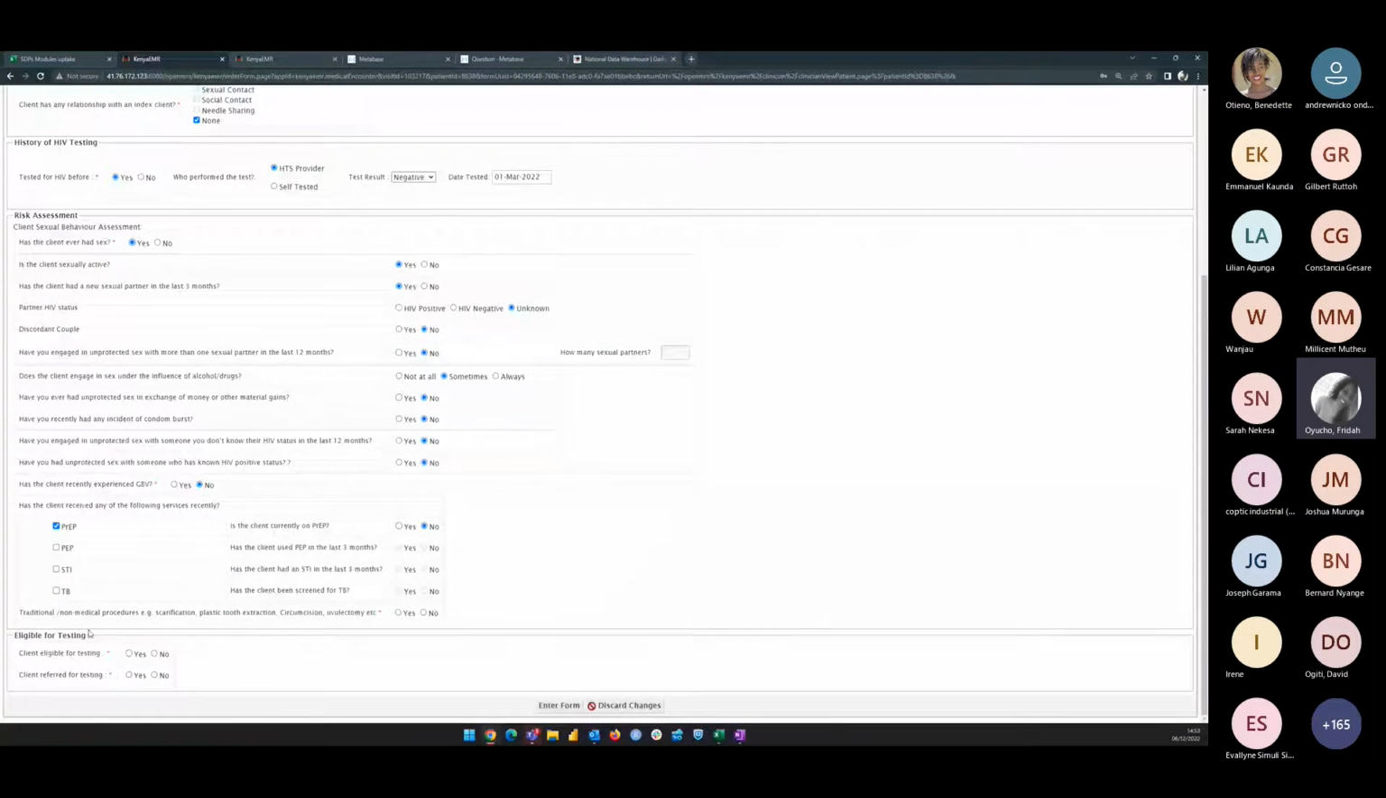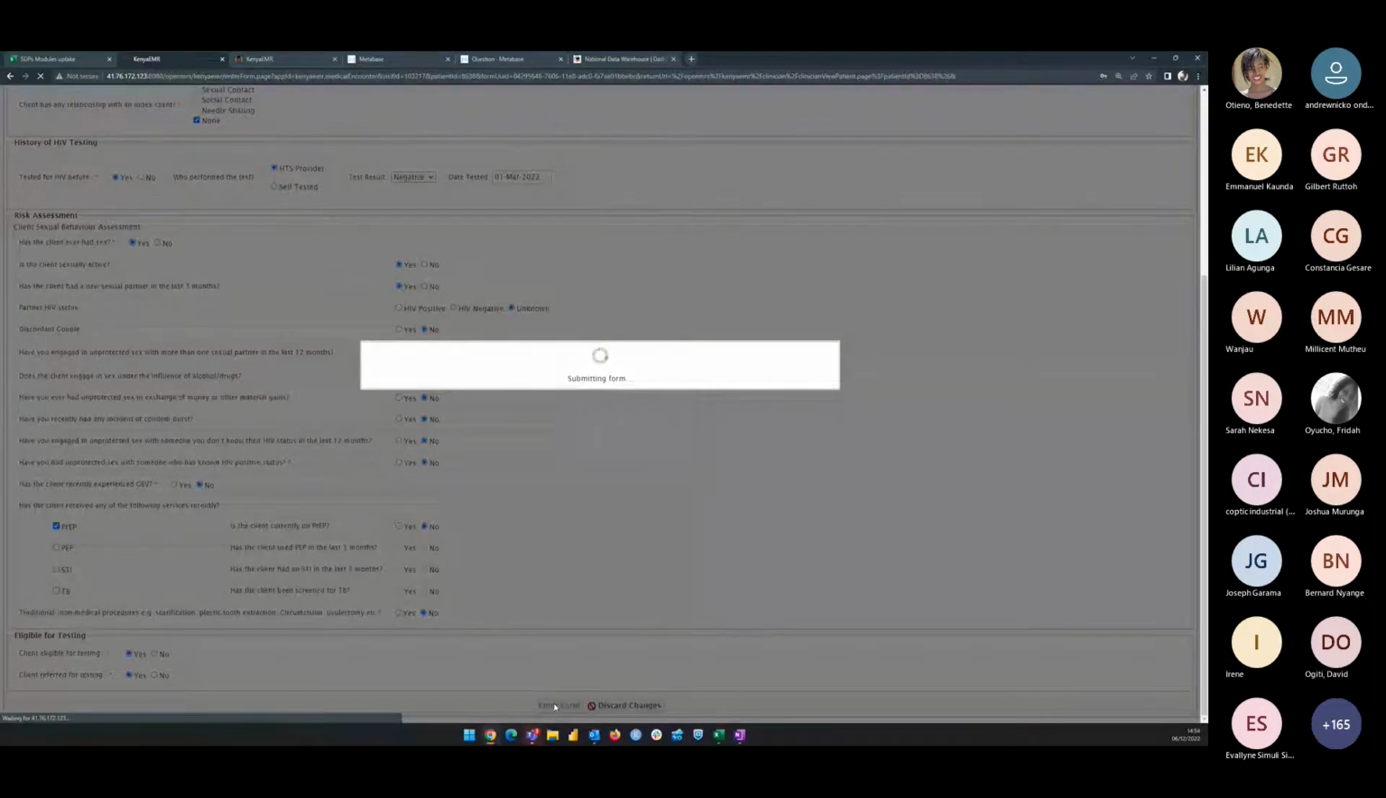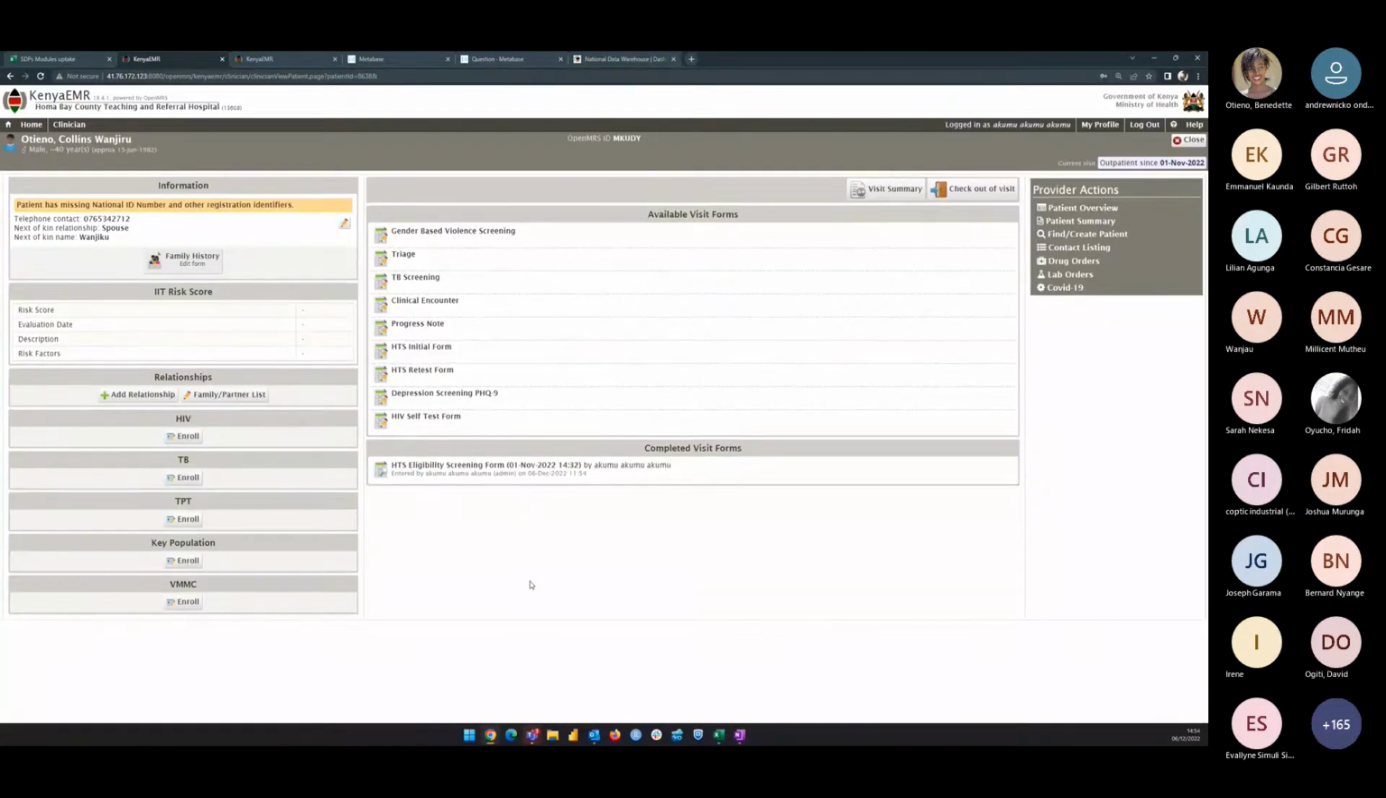So once you've filled up to that point, then the last bit is whether the client has had any traditional procedures done. So assuming it's no, then the client is eligible for testing or not. So I'll say the client is eligible for testing, then client has been deferred for testing. Then you enter form. So once you've entered form, the next form that is supposed to be filled is the HTS initial form.